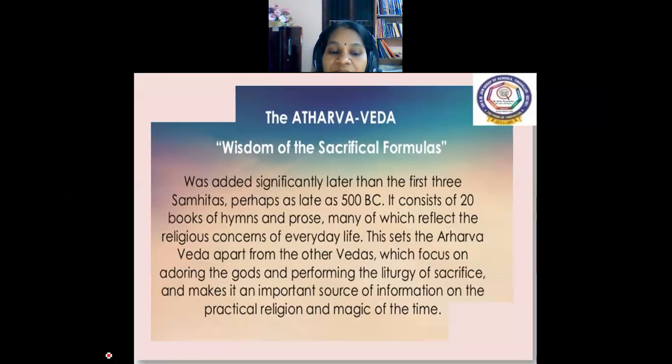Atharva Veda. Let's see Atharva Veda. It is significantly later than the first 3 Samhitas, the groups, perhaps late, before 500 BC. It consists of 20 books of hymns and prose, many of which reflect the religious concerns of everyday life. This sets the Atharva Veda apart from the other Vedas, which focus on adoring the gods and performing the liturgy of sacrifice, and makes it an important source of information on the practical religion and magic of the time.